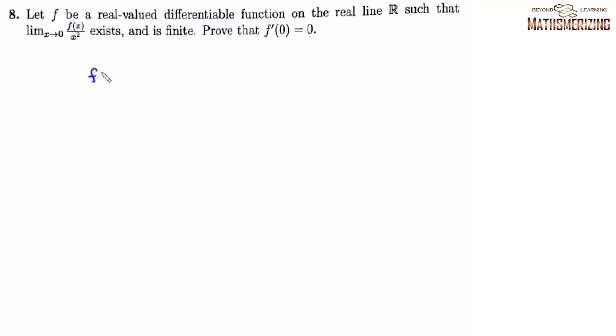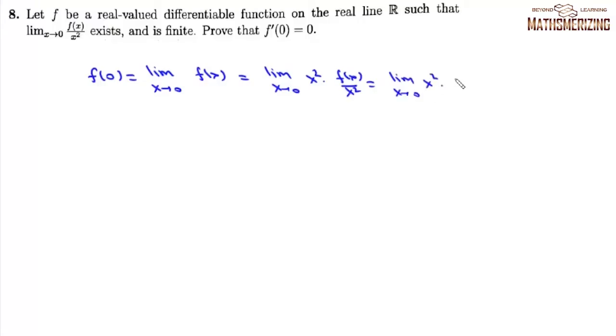Now if the function is continuous, we can write f0 as limit x tends to 0 f(x). Now we can write this limit as limit x tends to 0 x square into f(x) by x square. So it will be limit x tends to 0 x square into limit x tends to 0 f(x) by x square. Now this is finite and it is 0. 0 into finite is 0. So value of f0 is 0.